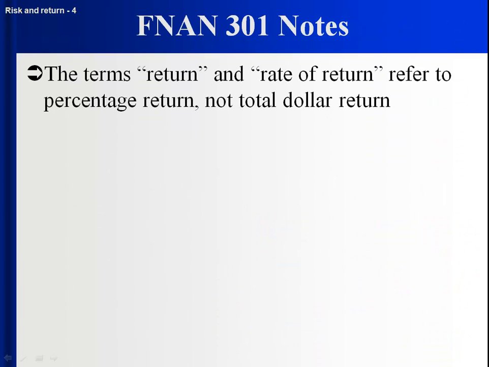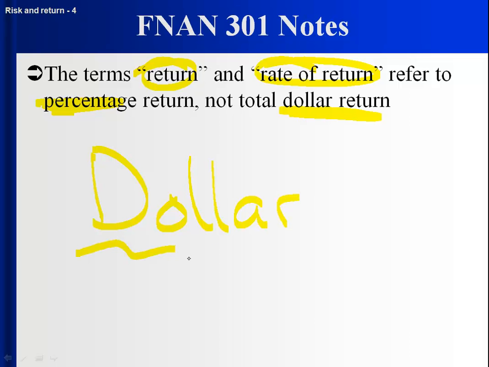A couple of notes: when you see the terms rate of return, it's the percentage return. The only time it's the dollar return is if it explicitly says dollar return. If that word's not there, if it's not telling you that it is measured in terms of dollars, it's the percentage return, the return we've been dealing with the vast majority of this course.